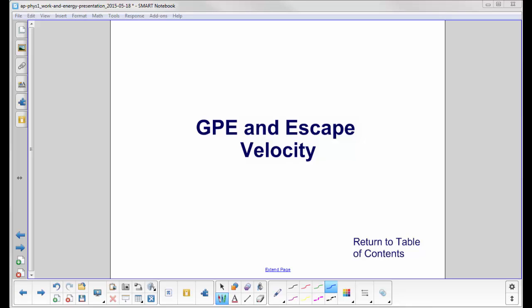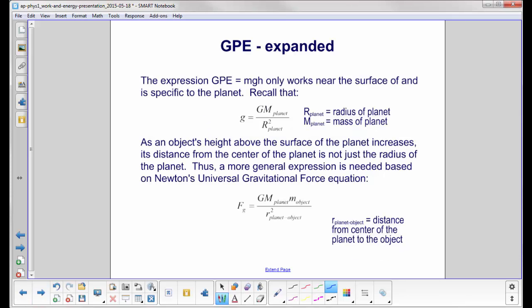We will now move away from the Earth and start talking about escape velocity, the velocity you need to escape the Earth's gravitational field. Before we do that, we're going to have to expand our definition of gravitational potential energy. We've been using gravitational potential energy equals mgh. However, that only works near the surface of the Earth or whatever planet you're dealing with. Once you start getting further away from the center of the object, we cannot use mgh.